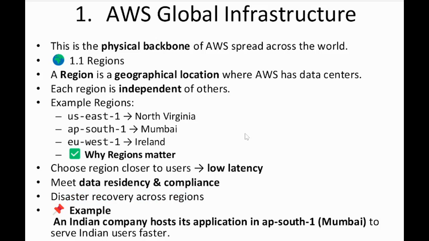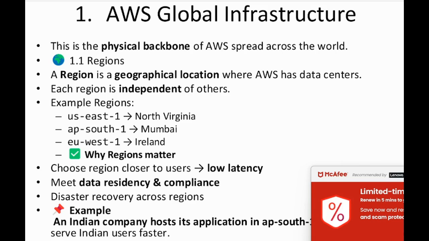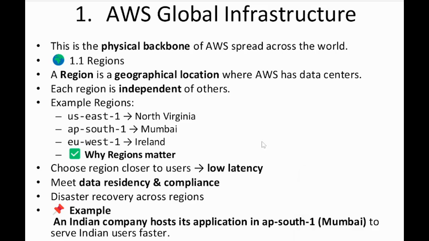Suppose there is a data center failure. In that case, you will be able to recover. That's why regions matter a lot. For example, an Indian company hosts its application in ap-south-1 Mumbai to serve Indian users faster. Suppose an Indian company wants to host an application, they can choose the closer region, so they can serve Indian users faster. If you choose a region very far from your location, you can't serve users faster. So it's better to choose the region near to you, which is closer. I hope this is clear, why regions matter.